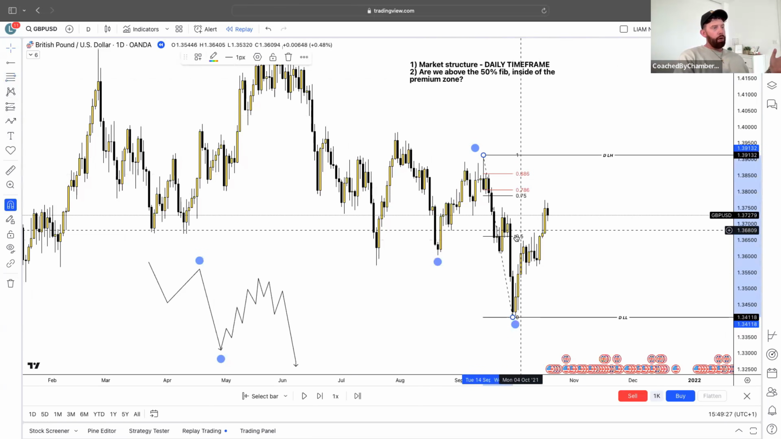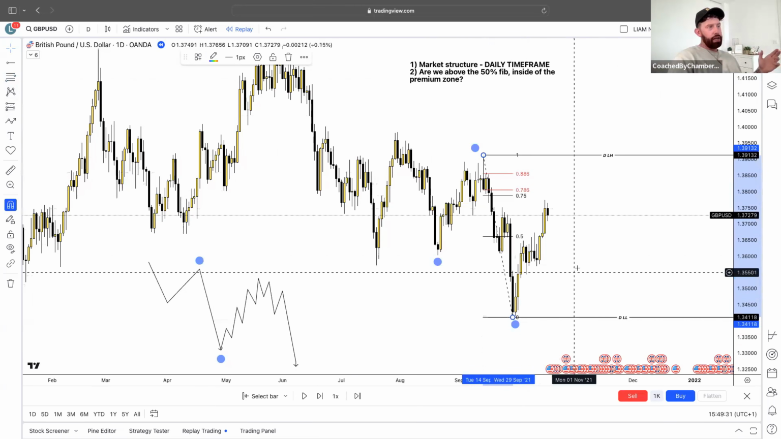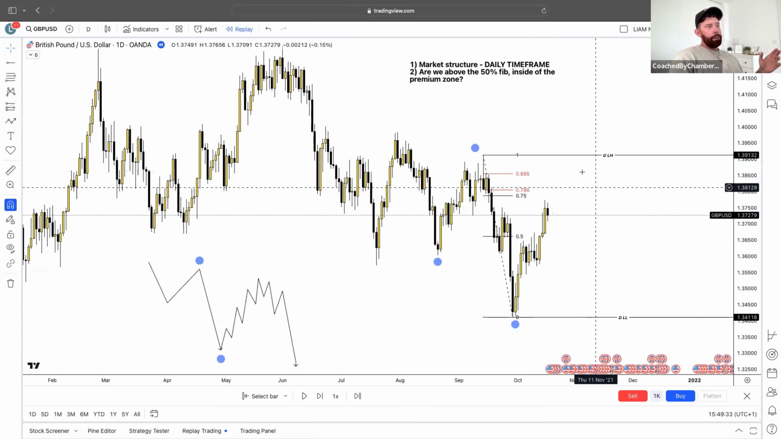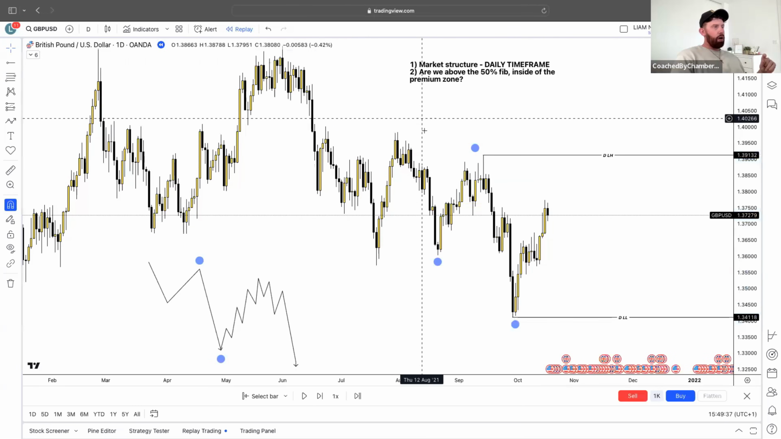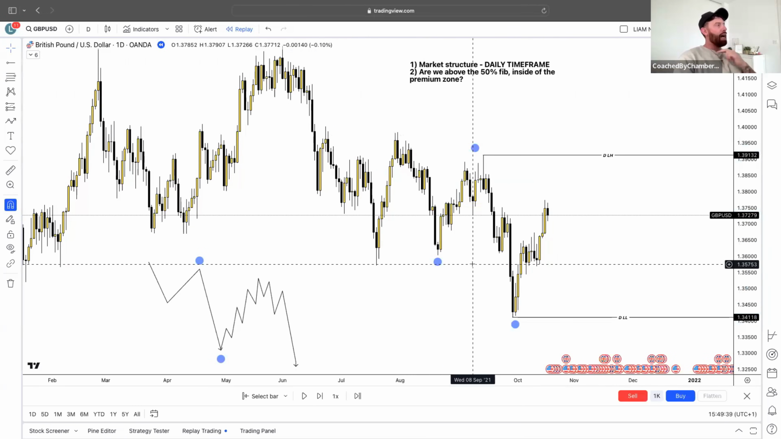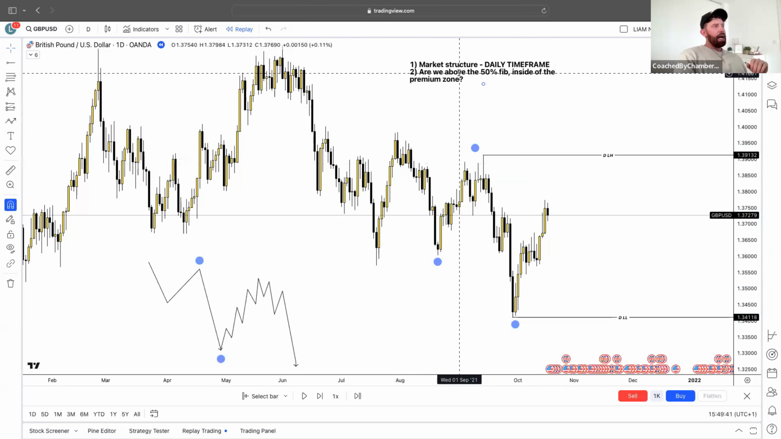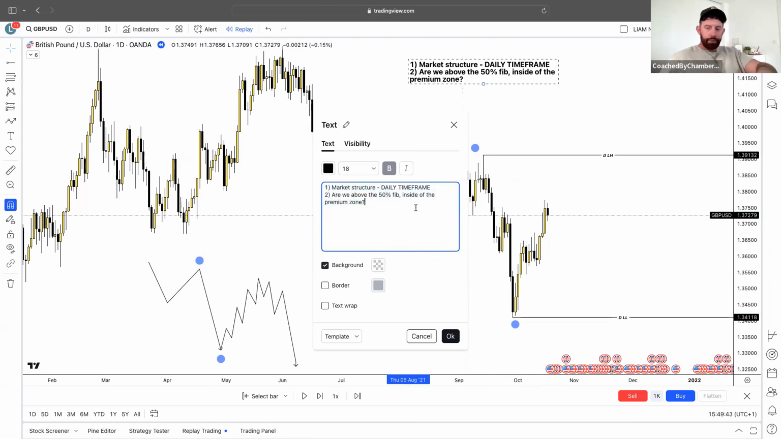So yep, we are above the 50% level of this daily market structure, sorry, and we are now in the premium area. So with that being said, we've ticked that off. Now, the next thing that I want to identify is, number 3, can we see a clear level of supply?